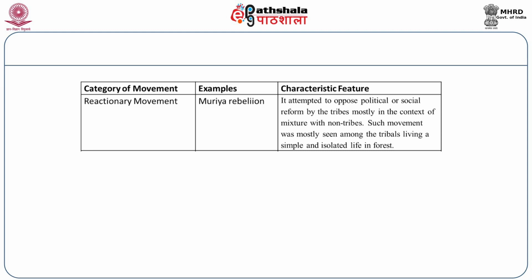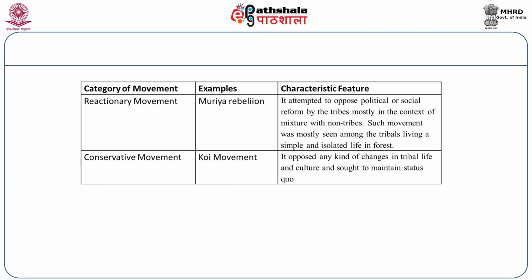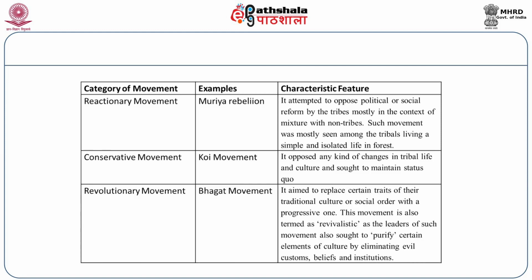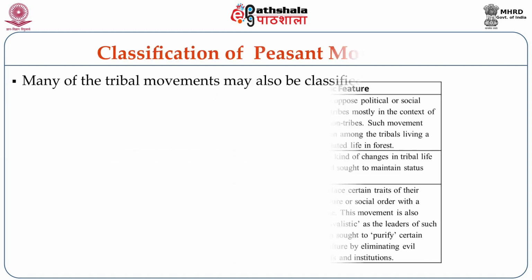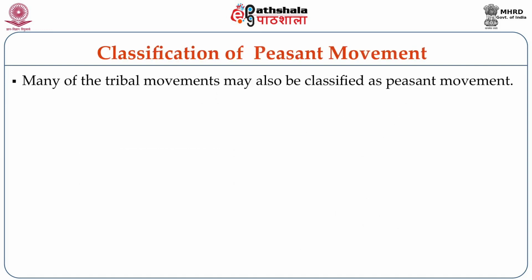For example, the Maurya rebellion. There are conservative movements, for example, the Koi movement. Revolutionary movements, for example, the Bhagat movement. Many of the tribal movements are or can be classified as peasant movements. You know, many tribals today are peasants.